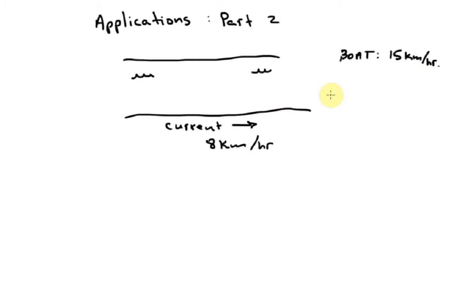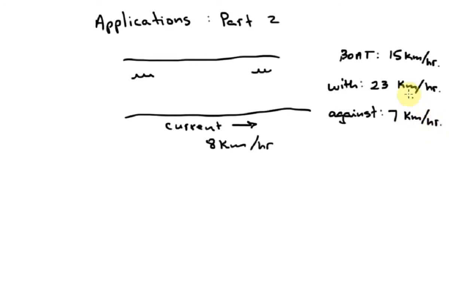So suppose you are now sailing on the river, you're going back and forth. If you're going with the current, that means it's your boat speed plus the 8 kilometers per hour that the current is pushing. So your speed would be 23 kilometers per hour. Okay, so that's if you're going with the current. But if you turn around and you're going against the current, that means your 15 kilometers per hour is slowed by 8 kilometers per hour, leaving you with a net push of 7 kilometers per hour.